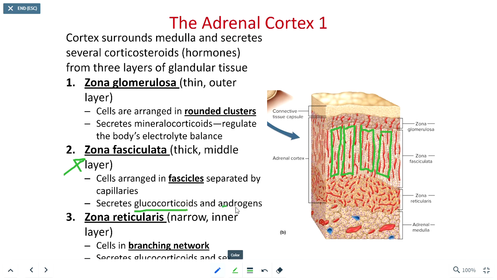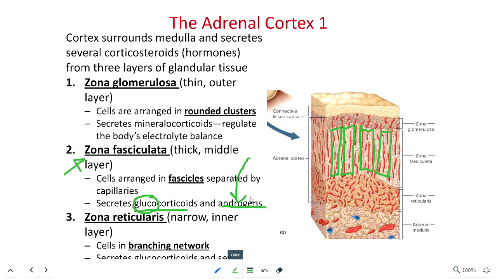These cells are going to release both glucocorticoids and androgens. And when we think of glucocorticoids, these are going to be chemicals or hormones that regulate glucose concentrations in the bloodstream. When we think of androgens, these are going to be sex hormones. So in particular, when we think of the zona fasciculata, we're going to have a little bit of estrogen, a little bit of progesterone, and a little bit of testosterone.